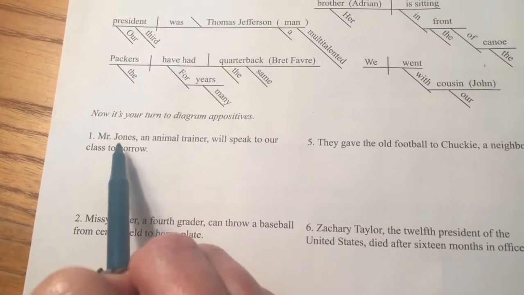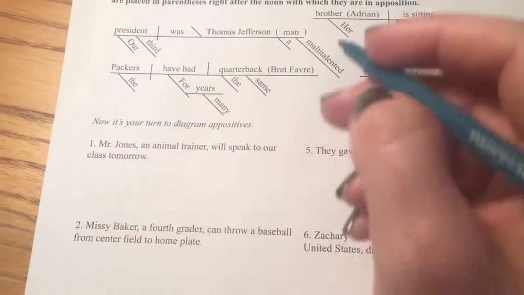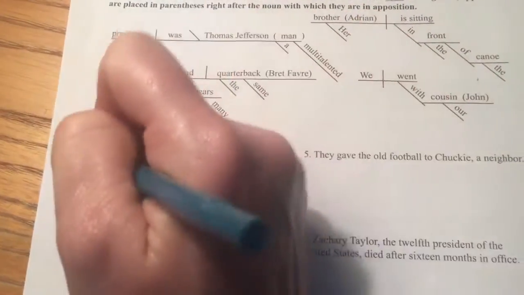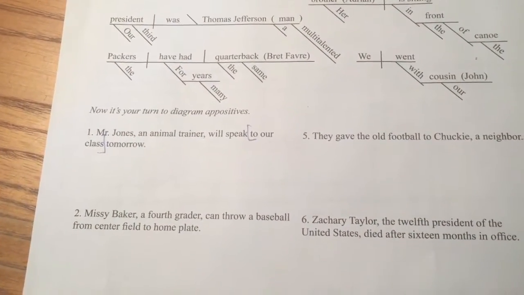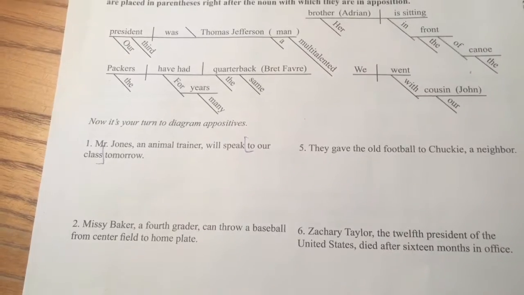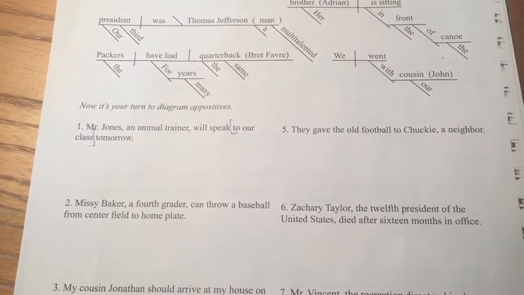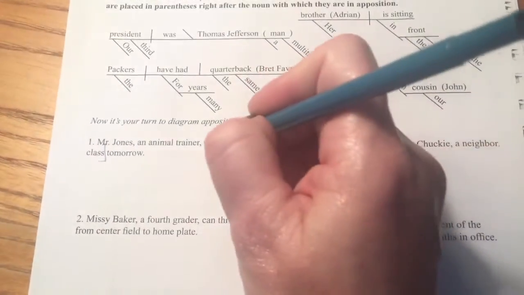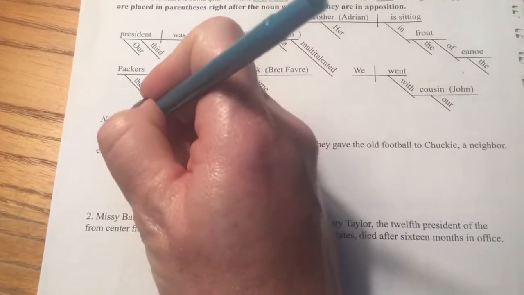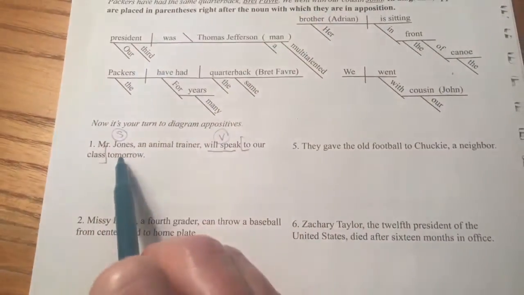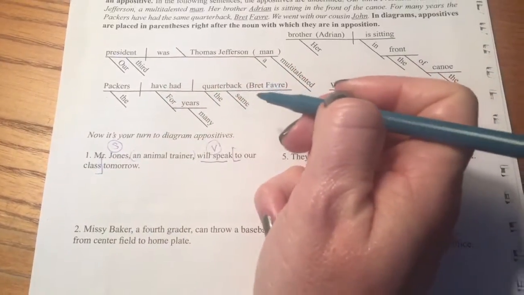In this case, we want to see if we have any prepositional phrases, and we do. To our class is our prepositional phrase. Now we want to identify our subject. Remember, if you can't find the subject, look for the verb because you know there's going to be limited verbs in the sentence. I can see that will speak is my verb, and I ask myself who or what will speak? Mr. Jones. So I know that's the subject. Oh, and by the way, he's an animal trainer. So I know that this is going to be my appositive.